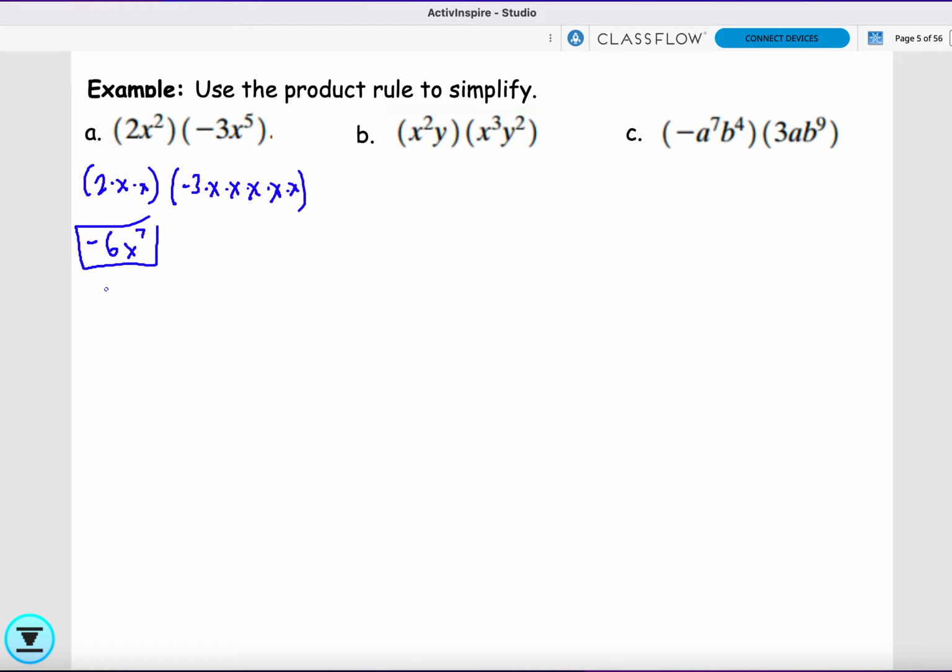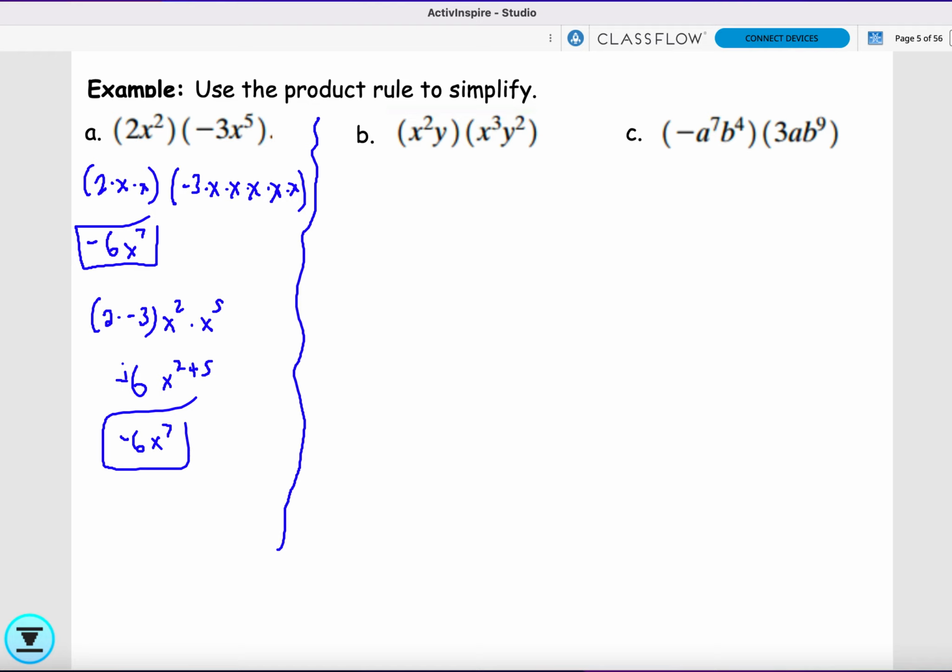So just remember, what did we do here? We multiplied 2 times negative 3. This gives us negative 6. And then we had x squared times x to the 5th, which is just x to the 2 plus 5, which is just the 7th. That's where that comes from. So remember, multiply the numbers in front, add the exponents.